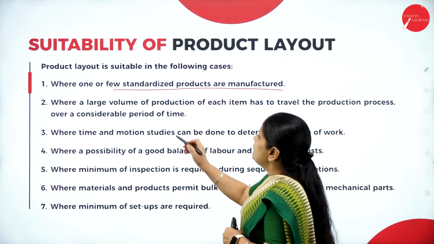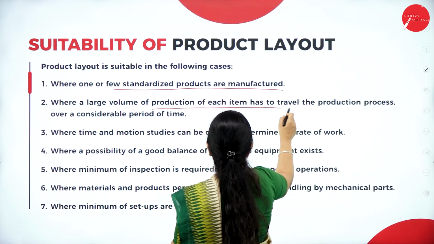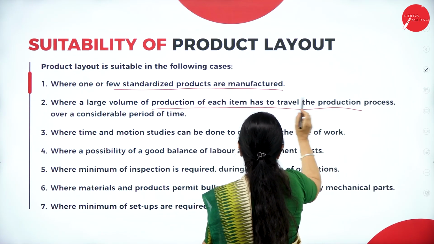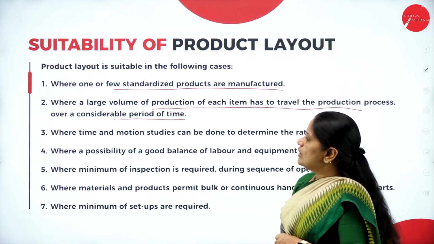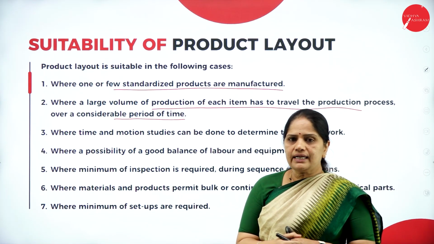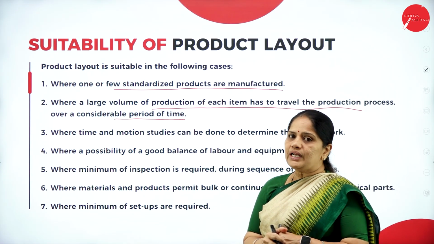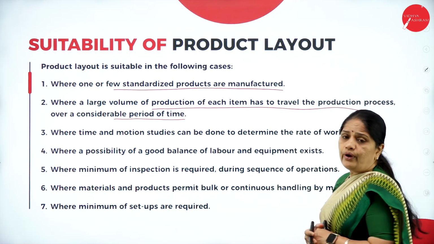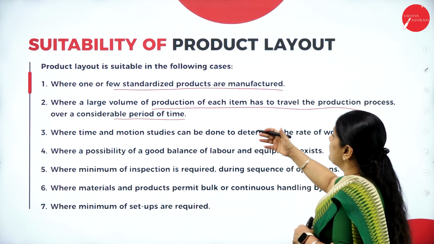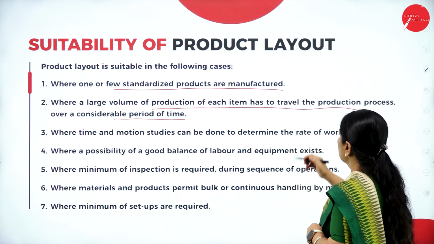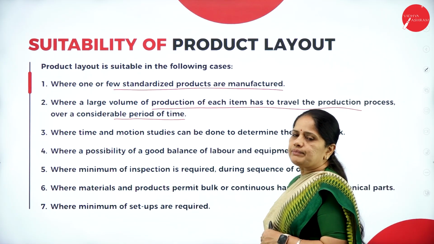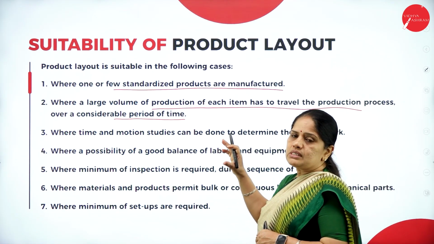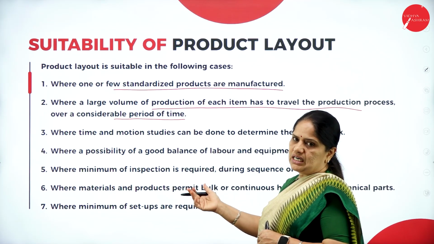Second one is where a large volume of production of each item has to travel the production process over a considerable period of time. So this kind of product layout will be effective where there is a large volume of production of each item. It has to travel the production process over a considerable period of time. Until the entire process is complete, the materials keep on traveling.